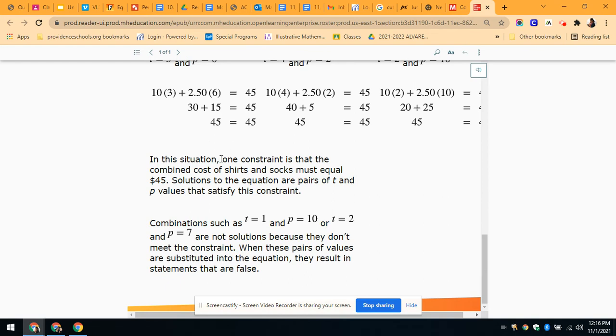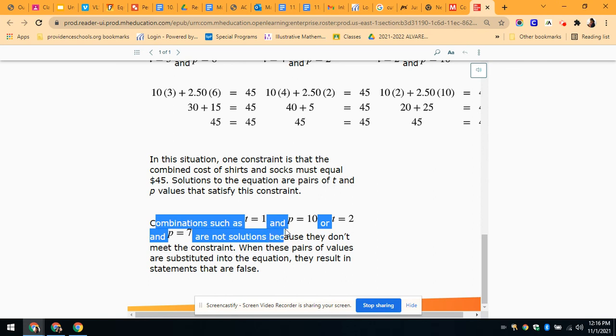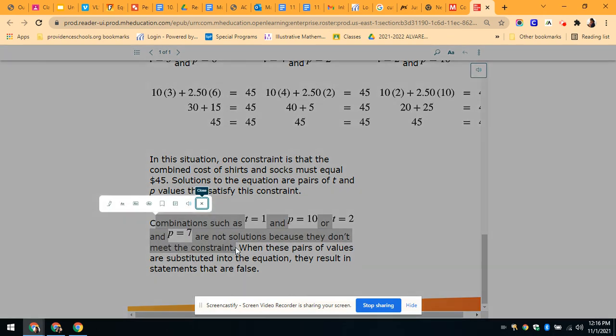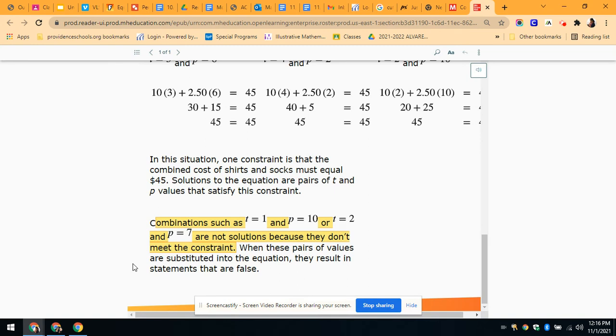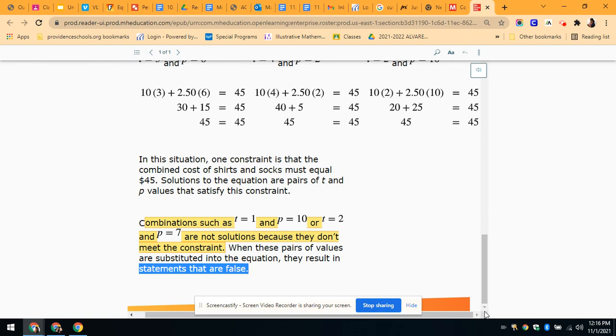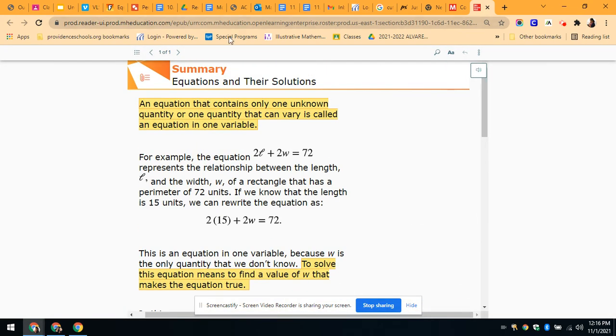So in this situation, one constraint is that the combined cost of t-shirts and socks must equal $45. The solutions to the equation are pairs of T and P values that satisfy the constraint. So when we tried combinations of 1 and 10 and 2 and 7, we found that they are not solutions because they don't meet the constraint. When these pairs of values are substituted into the equation, they result in a statement that is false. So that concludes the summary of what we were learning in Lesson 4.